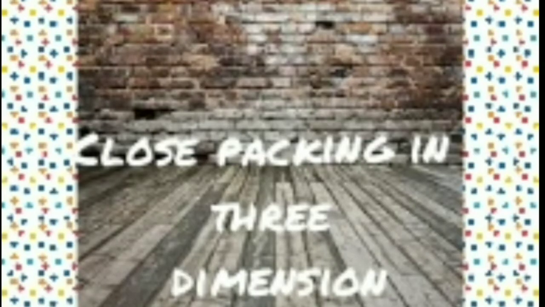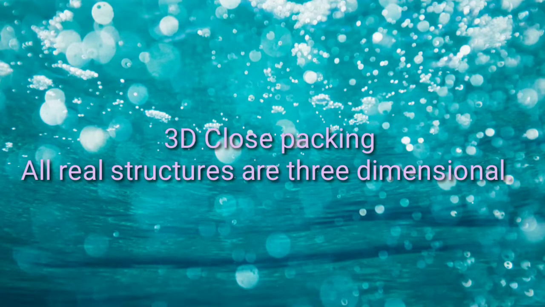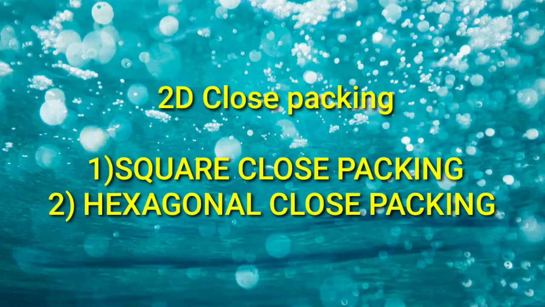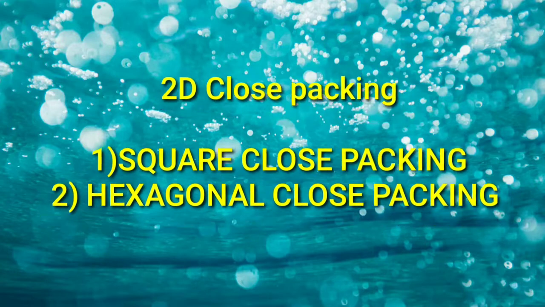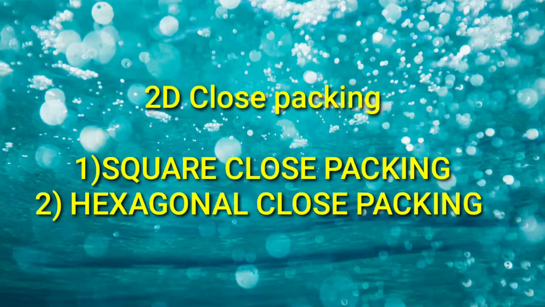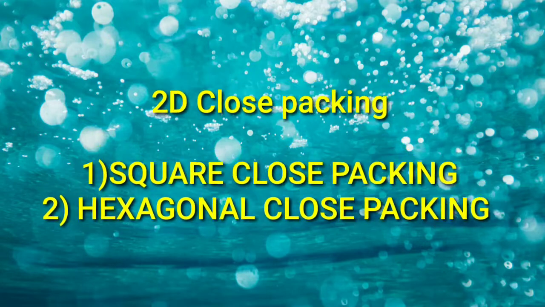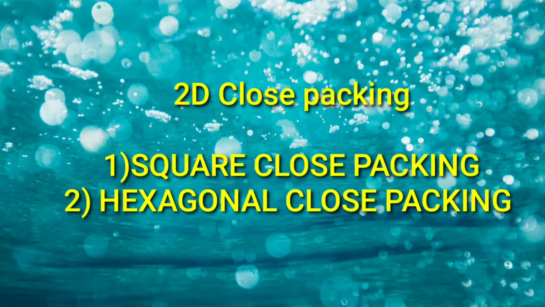Close packing in three dimension. All real structures are three-dimensional structures. They can be obtained by placing two-dimensional layers one above the other. You know, two-dimensional close packing are of two types, square close packing and hexagonal close packing. So, three-dimensional close packing can be obtained from these two-dimensional square close packed layers and hexagonal close packed layers.